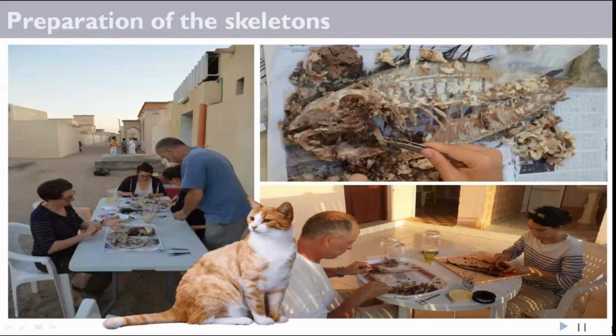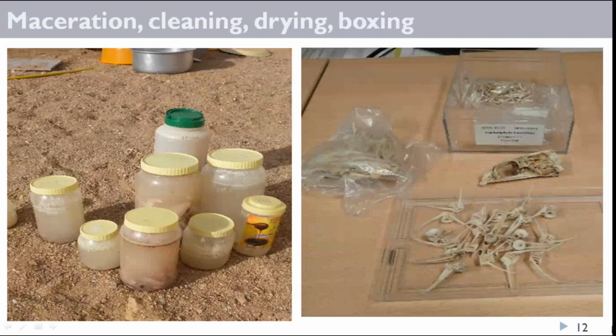After that, you prepare the skeleton. By this part, you become the best friend of the cats of all the neighbors, obviously. You are cooking the fish to remove all the flesh. And after that, you put your skeleton to macerate in some pot. Of course, you do not forget to add some identification tag inside. And you let it rot for several weeks or several months.